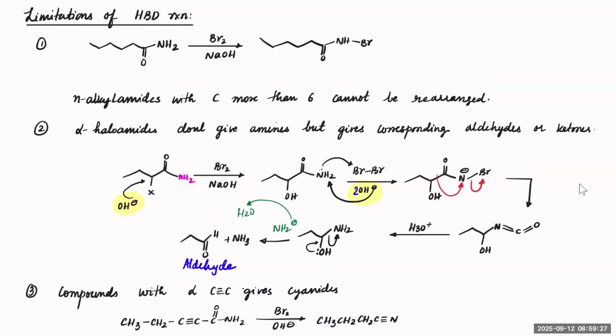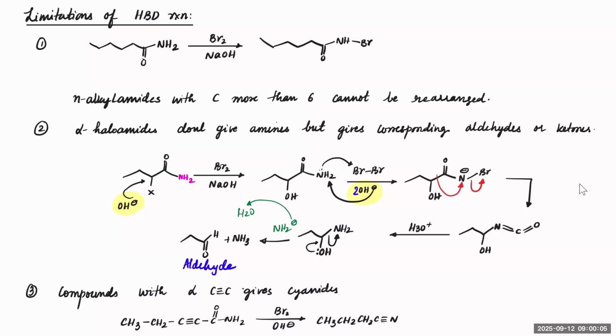Next, let's see what are the limitations of the HBD reaction. One limitation is if the alkyl group is very large, that is more than 6 carbons, then the Wolff rearrangement becomes a very slow process. That's why you cannot expect the Wolff rearrangement to take place easily. So the HBD reaction is more valid as long as you have smaller alkyl groups. If it is a cyclic group, it still happens. Cyclic structure will be easily movable, but a long chain is difficult to move.